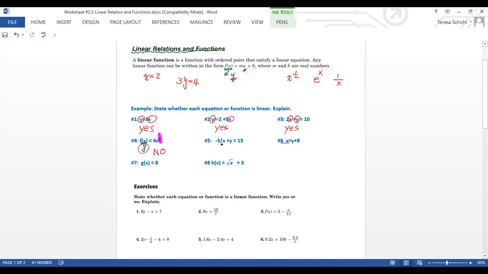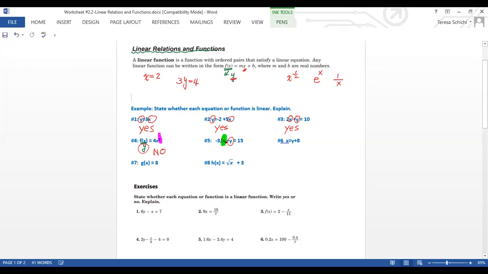Okay, let's take a look at these ones here. This is -3 over x plus y equal to 15. Okay, so let's circle the x and y. So the y here is okay. Now let's take a look at this one here. Hey, what happened to the x here? Oh boy, this x here is what?